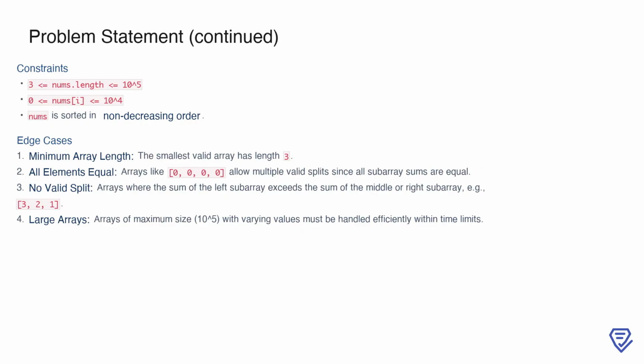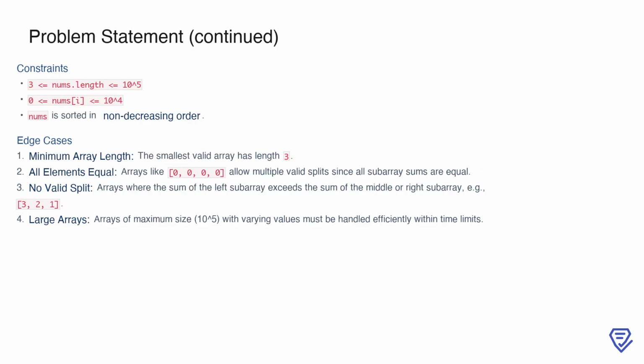Some edge cases to consider include arrays of the minimum length of 3, where there's only one possible split, or arrays with all elements equal, like [0, 0, 0, 0], which allow multiple valid splits. On the other hand, arrays like [3, 2, 1] have no valid splits because the left subarray's sum would always exceed the other subarrays. Finally, large arrays near the maximum size will require efficient algorithms to ensure the solution runs within time limits.